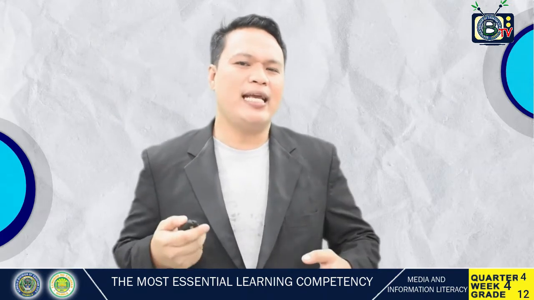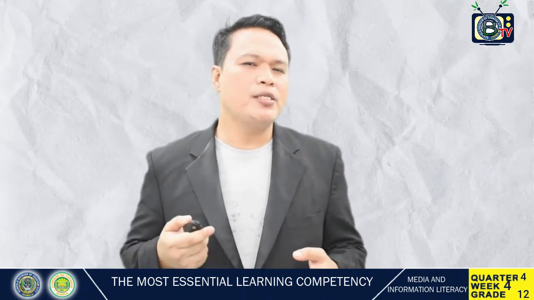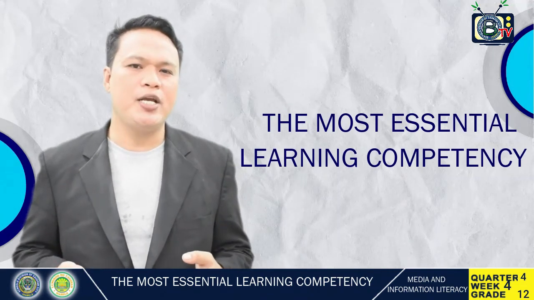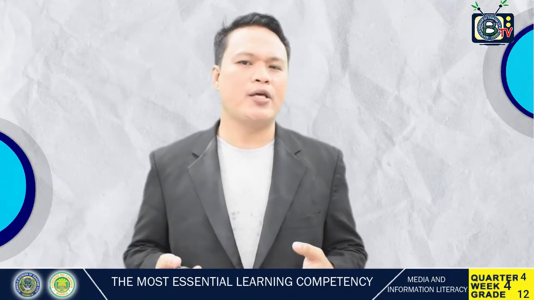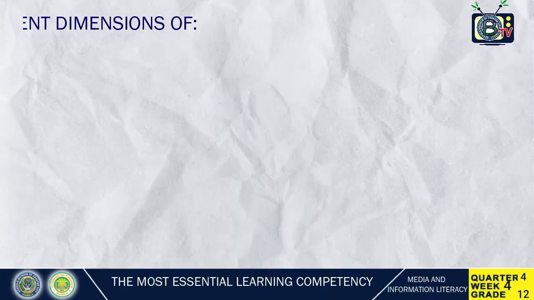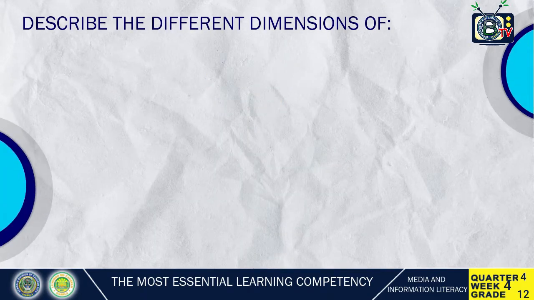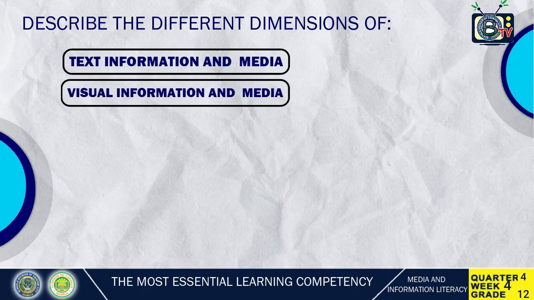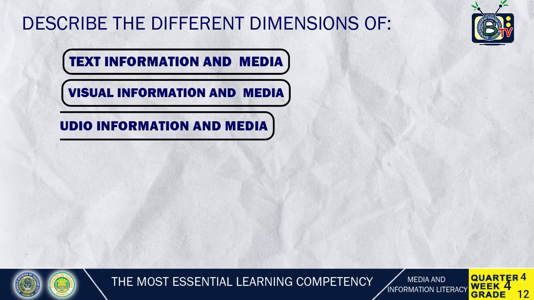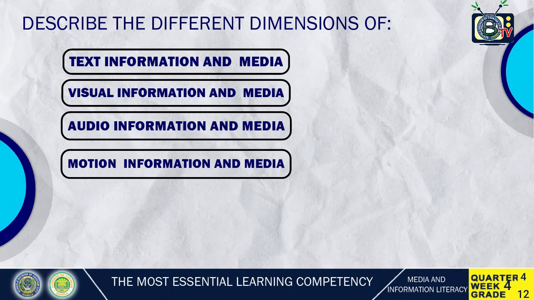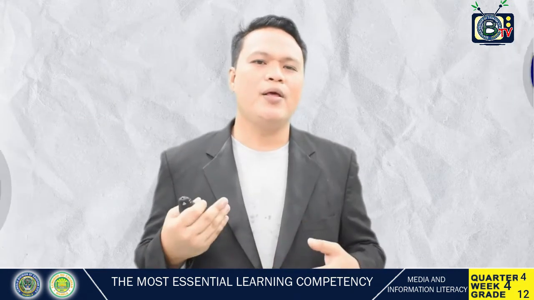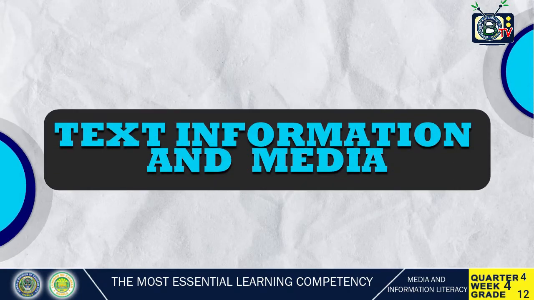With that, I feel very elated to present to you the foremost basis for our intellectual discussion today, which is the most essential learning competency set by the Department of Education, which is to describe the different dimensions of, first, we have text, information and media, visual information and media, audio information and media, motion information and media, and lastly, we have manipulative information and media. So let's begin with the text, information and media.